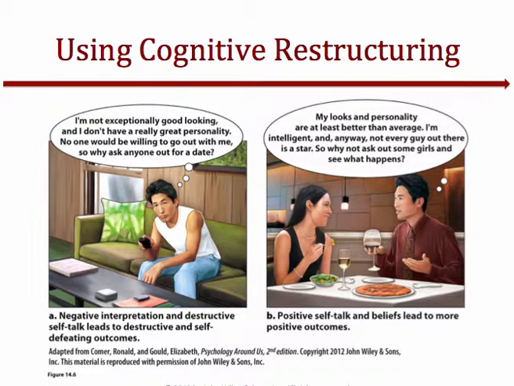So, an example of using cognitive restructuring, a negative interpretation and self-destructive talk leads to destructive and self-defeating outcomes. But positive self-talk and beliefs lead to more positive outcomes. So what cognitive therapists believe is that it's not the events that happen, but rather your interpretation of those events. And if you interpret them negatively, that's going to result in negative affect. Negative affect meaning negative emotional experiences.